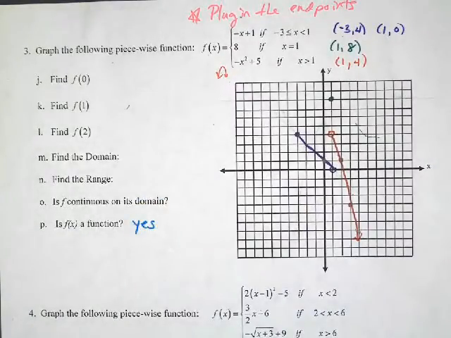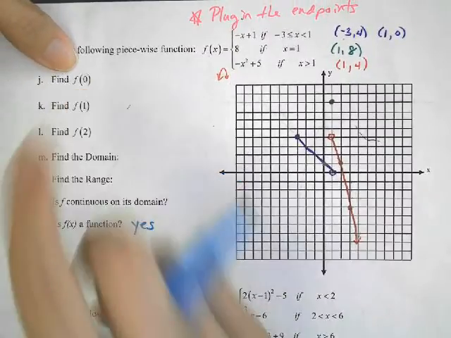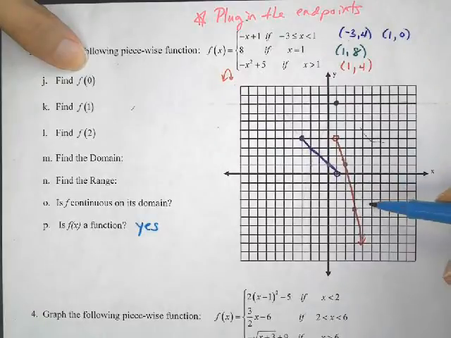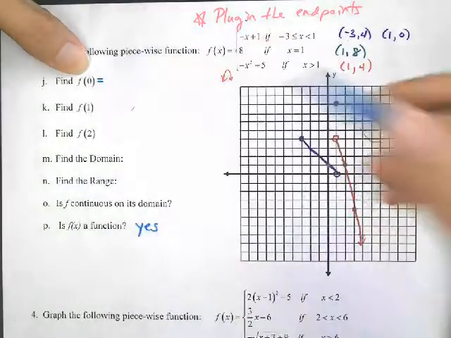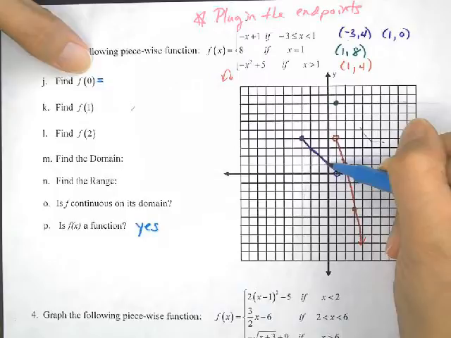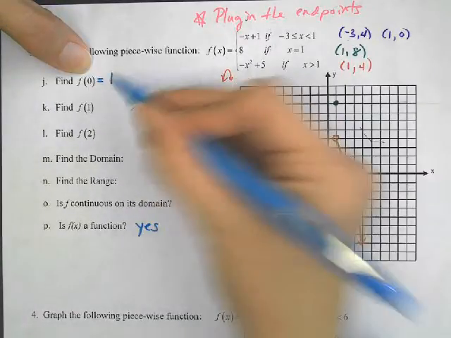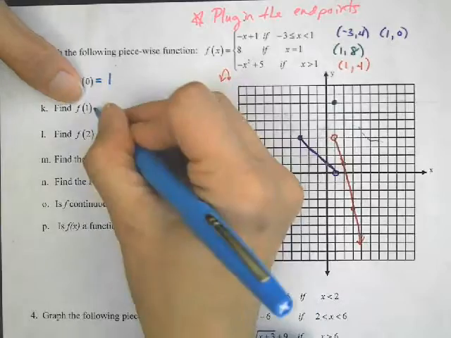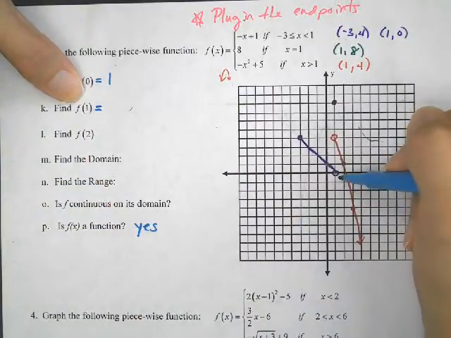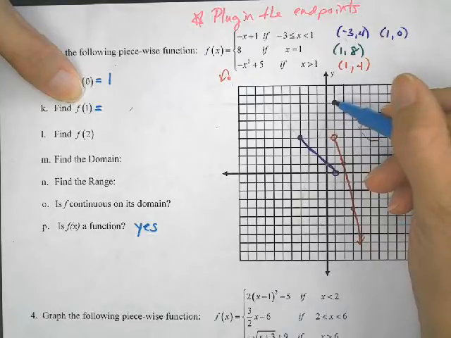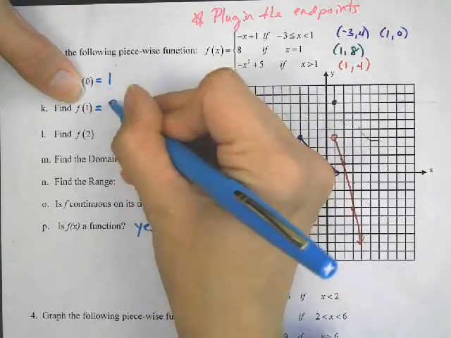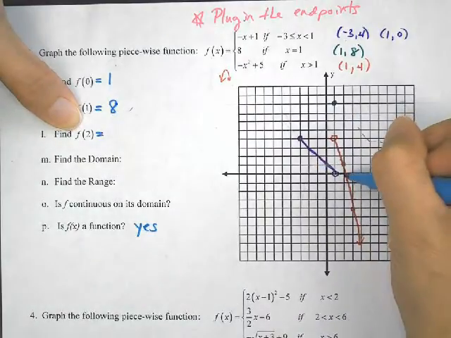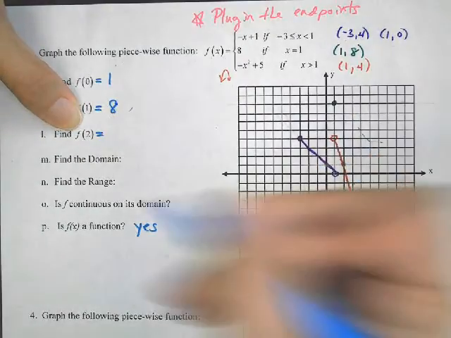Okay, let's answer some more questions. Find f of 0. A couple of ways you could do this. You could plug it into the equation, or you could look at the graph. If 0 is the x, the y value is 1. You could also plug it in and do algebra like you did the day before. Find f of 1. Plug 1 in. Outcome is the value 8. Let's plug in 2. X value of 2, and we get 1.